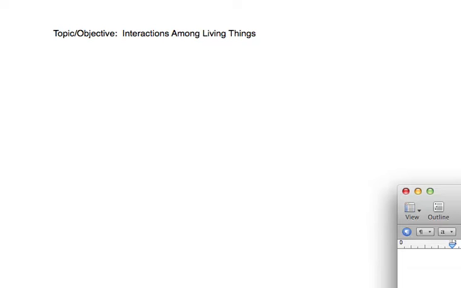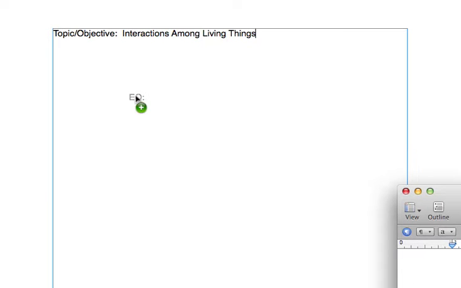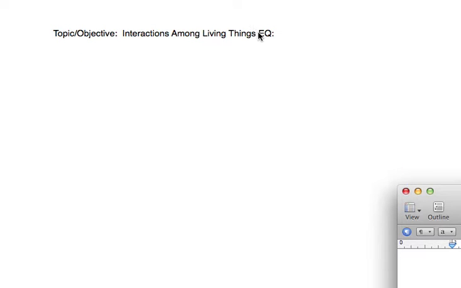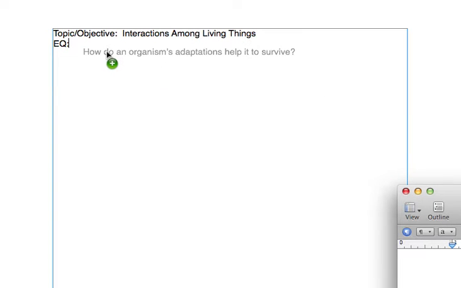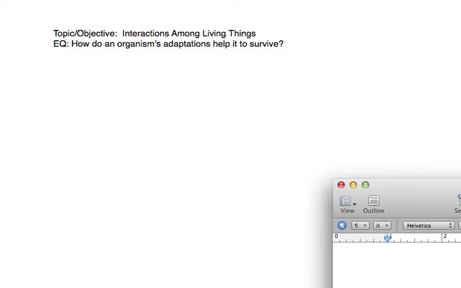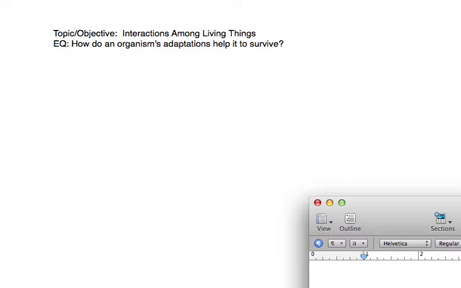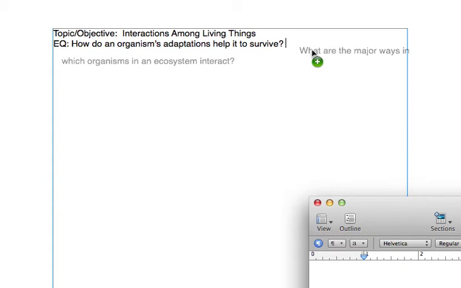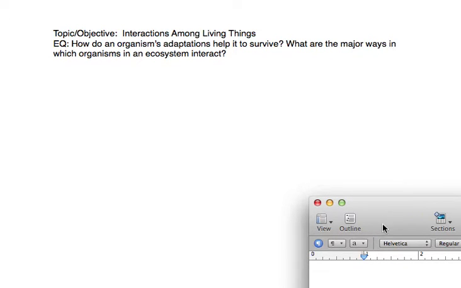Today we have two essential questions we're going to be looking at. The first question is, how do an organism's adaptations help it to survive? So what makes it so that they can live? And the second essential question is, what are the major ways in which organisms in an ecosystem interact? What are the different ways that they interact with each other? Okay, so those are your topic, objective, and essential questions.